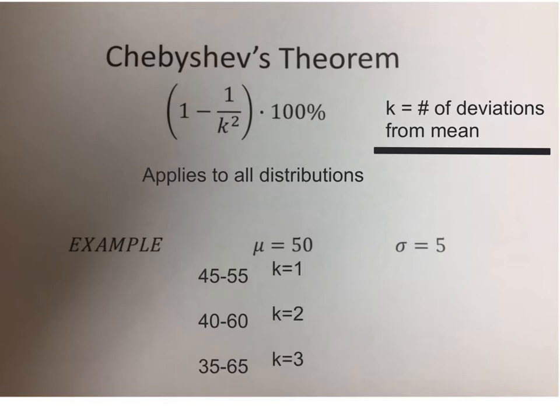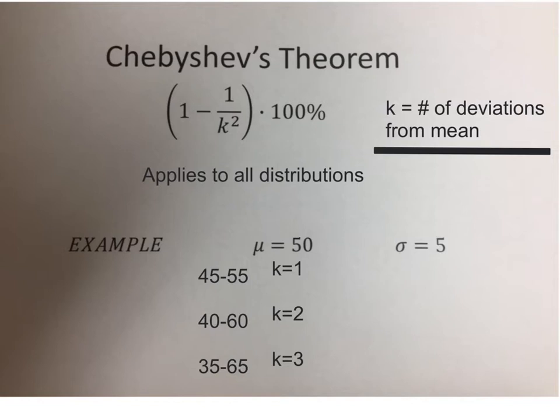So now that we know our k values, we can go back and plug those into the formula. If I plug it into the first formula, I'm going to get 1 minus 1 over 1 squared. The second one is going to be 1 minus 1 over 2 squared, and then 1 minus 1 over 3 squared. When we put those in and multiply by 100%, we're going to end up with some percentages. So go ahead and do that.